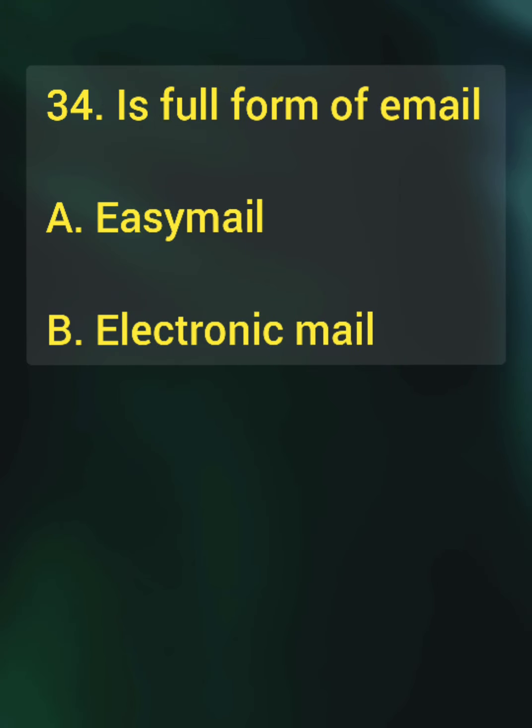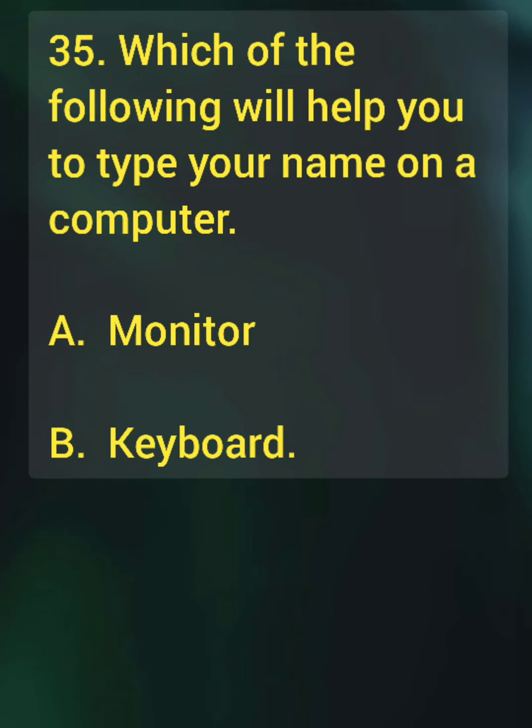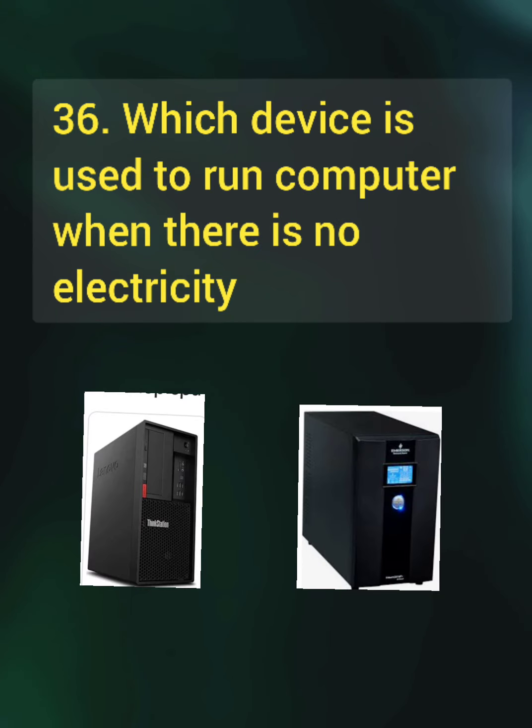What is the full form of email? Option A, easy mail. Option B, electronic mail. And the answer is option B, electronic mail. Which of the following will help you to type your name on a computer? Option A, monitor. Option B, keyboard. And the answer is option B, keyboard. Which device is used to run computer when there is no electricity? Option A, option B. And the answer is option B, UPS.